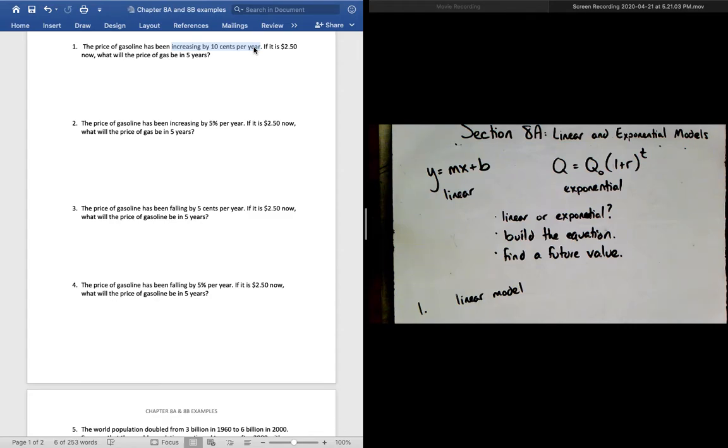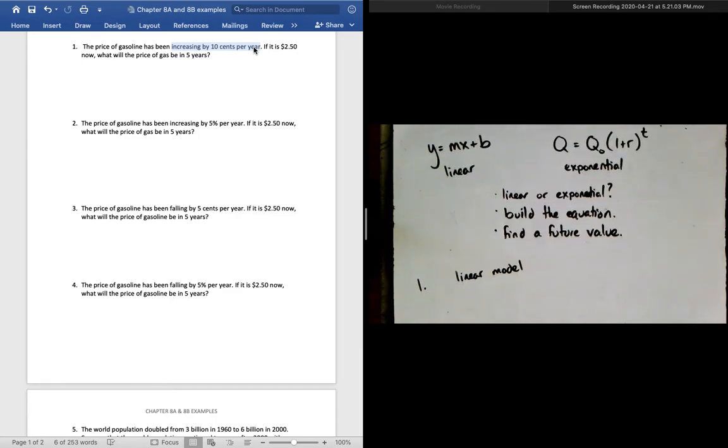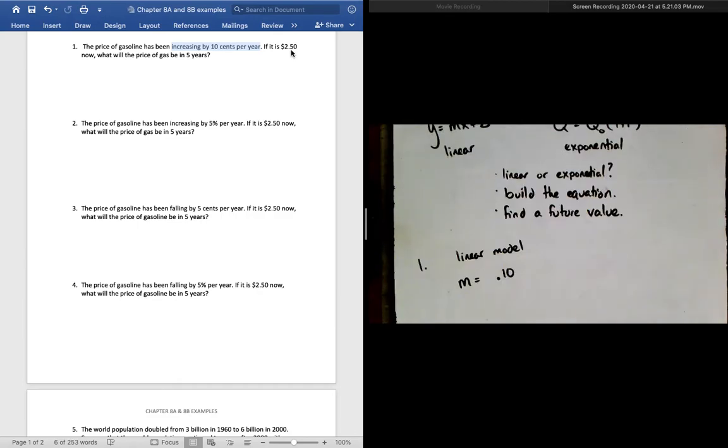So we know we're going to be using that y equals mx plus b. What information can we plug in there to build the model? Well, we know that the rate of change, m, is 10 cents per year. Notice that everything else is in dollars, $2.50. So I'm going to express this in terms of dollars also as 0.10. The b value, or the starting out point, is going to be what the price is right now, current value. Turns out it's, according to this, $2.50.